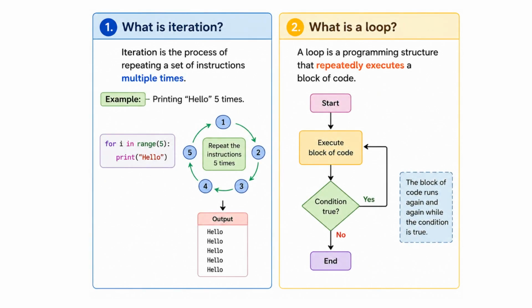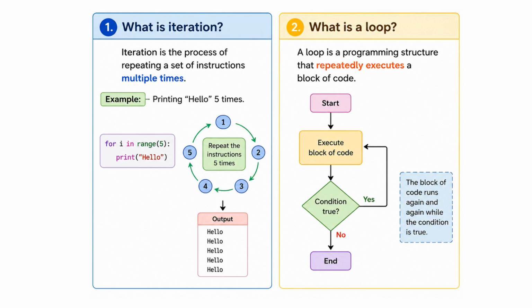In this lesson, we're going to learn about iteration, one of the three main programming constructs. So, what is iteration? Iteration means repeating a set of instructions multiple times. Instead of writing the same code again and again, programmers use iteration to make programs shorter, cleaner, and more efficient.